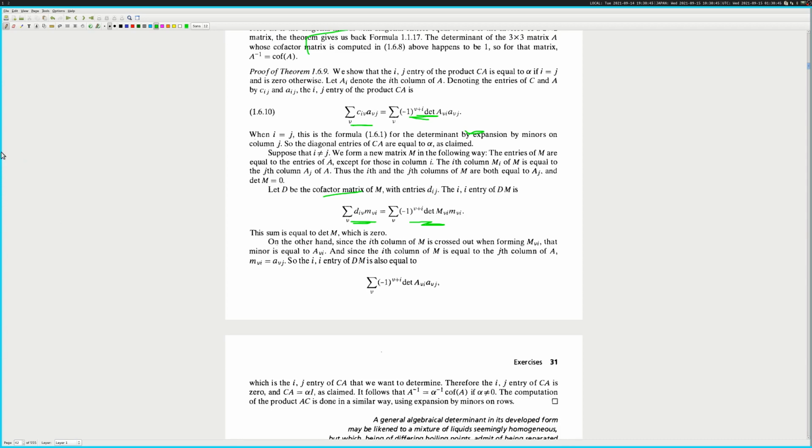Oh, I can see my cursor if it's over here. Here we go. I'm starting right here. Suppose that i is not equal to j. We form a new matrix M in the following way. The entries of M are equal to the entries of A except for those in column i, the ith column Mi of M.